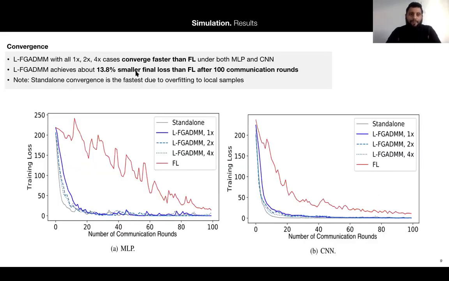Now I describe the simulation results. I will start with the convergence speed. We compare all variants of federated JDMM with federated learning and standalone. In standalone configuration, every worker is trained using its local data set. There is no collaborative learning in this case. As we can see from these two figures, all variants of federated JDMM have a much faster convergence speed compared to federated learning.